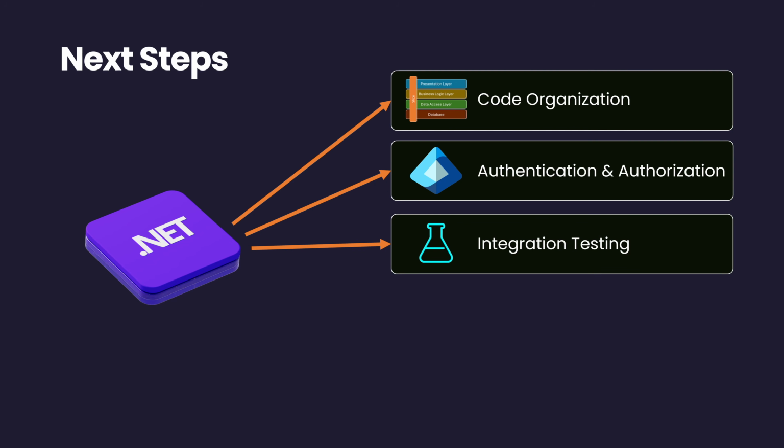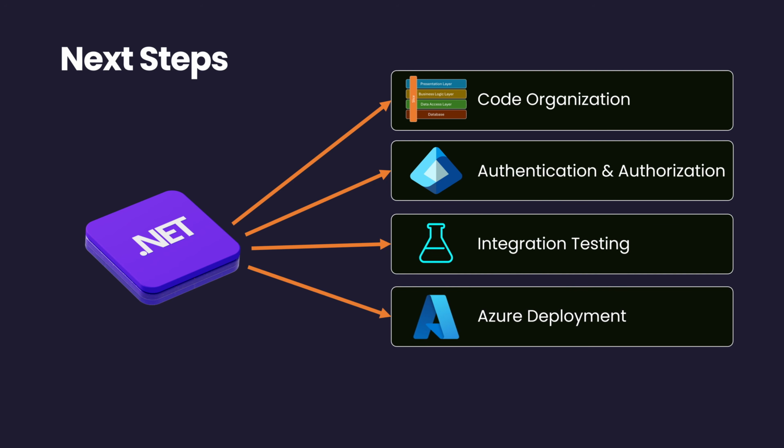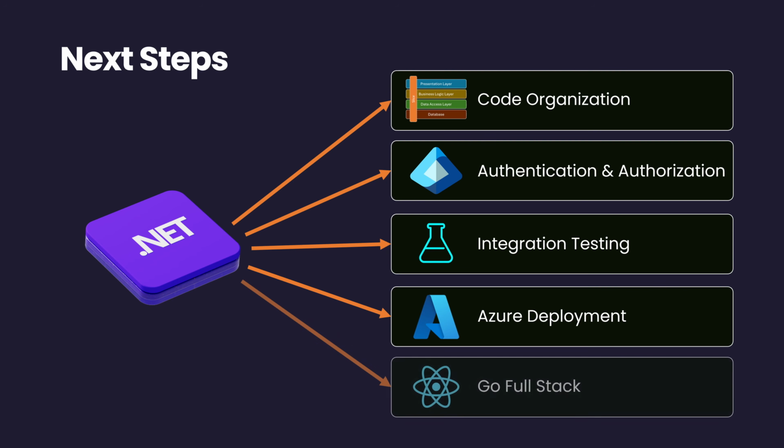Next, you should learn how to test your API endpoints the way real requests hit them, also known as integration testing. Then, you will want to take everything you built, containerize it, and ship it to the Azure cloud. This is where your code becomes a real product. And when you're ready, go full stack with a modern React frontend to experience a real-world application end-to-end.